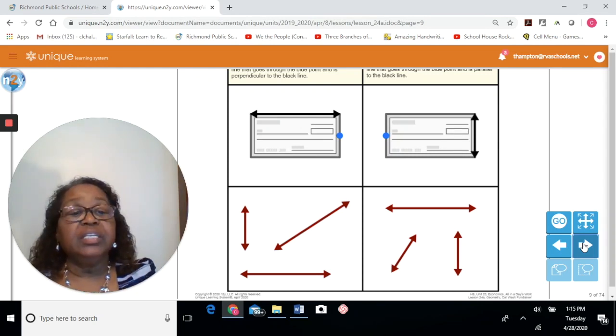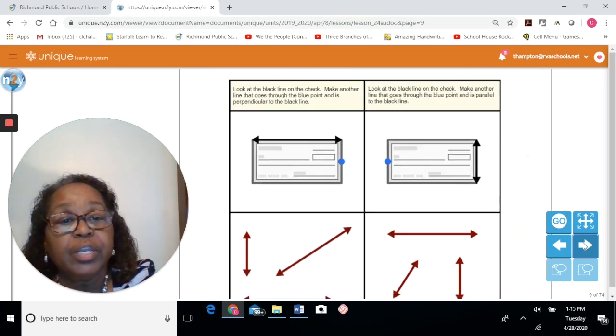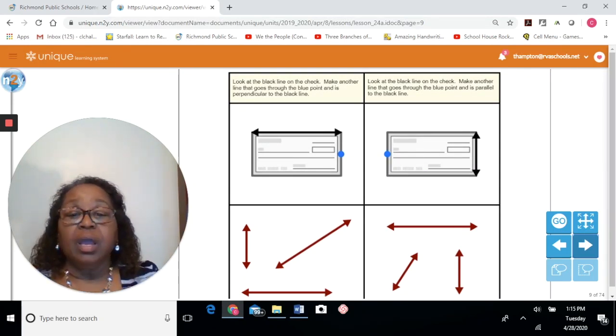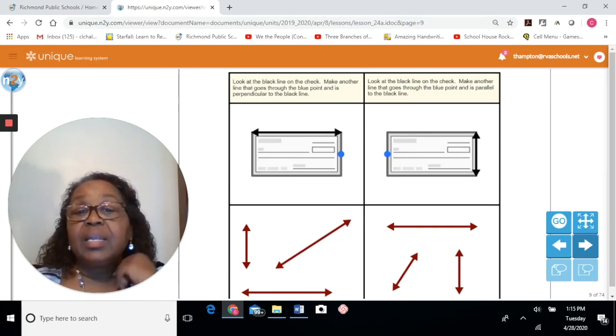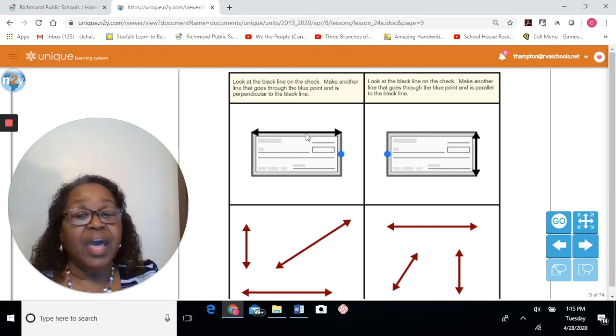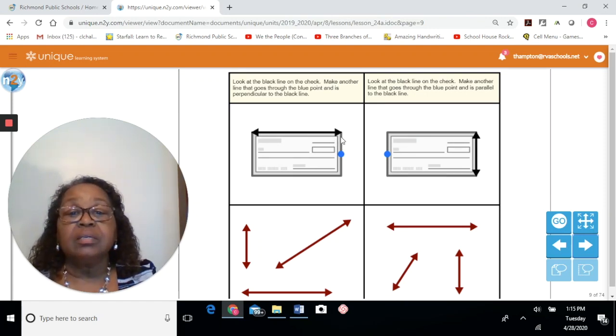This is what we call an easy A day because we're going to get all of these right. We've just got to remember what types of lines we're working with. It says, look at the black line on the check. So here's the check, and this is a line. It is not a line segment. It is a line. Make another line that goes through the blue dot and is perpendicular to the black line. Okay? It has to go through the blue dot.